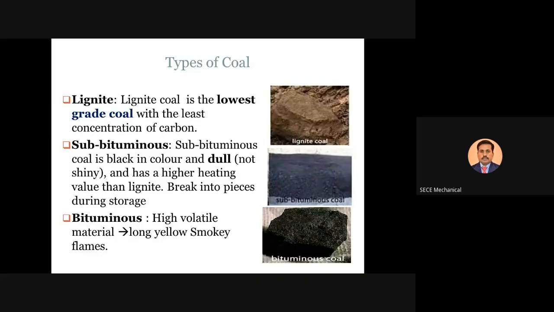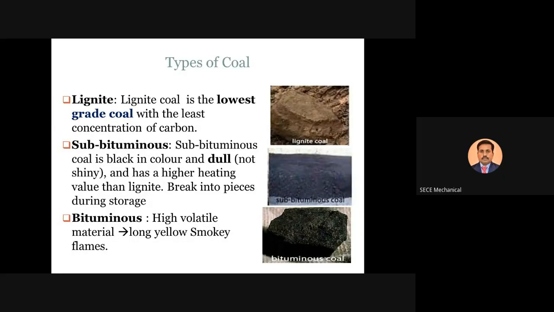So what I am trying to say is, if the carbon percentage is low, that is called lowest grade coal. If the carbon percentage is maximum, that is the highest grade coal. Okay, so you got my point. What is meant by low grade coal? The carbon percentage is very low, so you will get only a minimum amount of ignition. That is the nature of lignite.